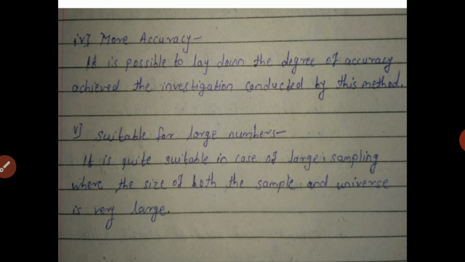Again we have some merits, that is more accuracy. It is possible to lay down the degree of accuracy achieved in the investigation conducted by this method. So we can get more accuracy, as I earlier mentioned, that if we do the sampling randomly, then we can get more accuracy in our experiment. Then suitable for large numbers. It is quite suitable in case of large sampling where the size of both the sample and universe is very large. So these are some merits.